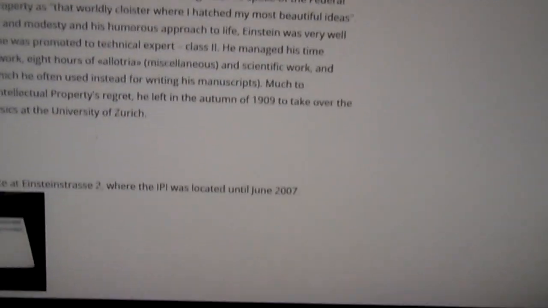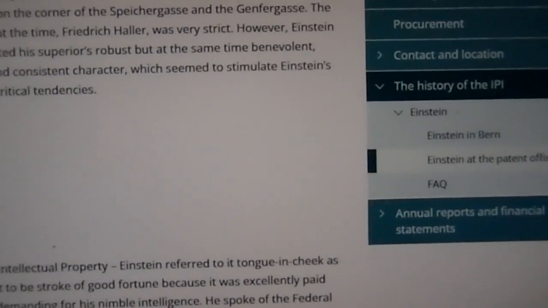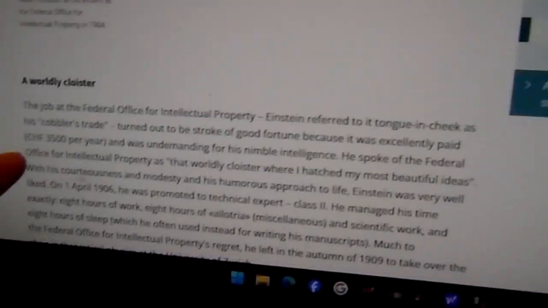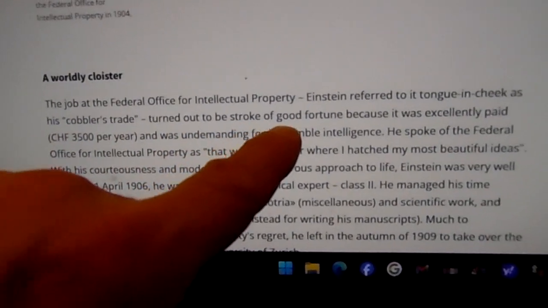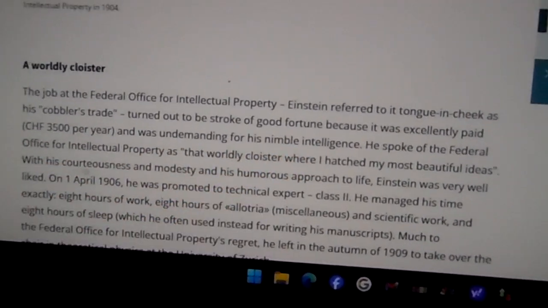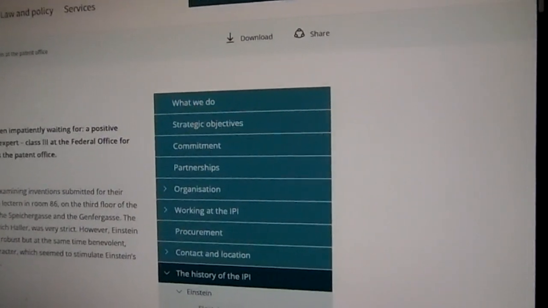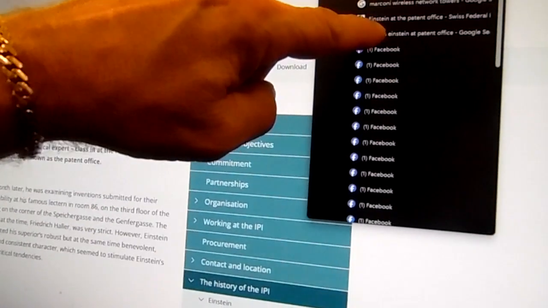Einstein at the patent office, just to verify what I was telling you. Federal Office for Intellectual Property. His cobbler's trade turned out to be a stroke of good fortune because it was excellently paid and it was undemanding of his nimble intelligence. But he said it was his greatest inspiration. So the guy could sit there and read patents. There he is.